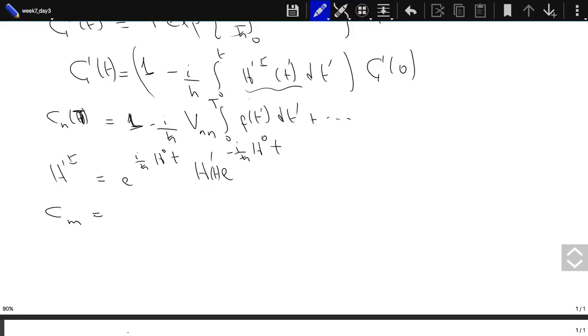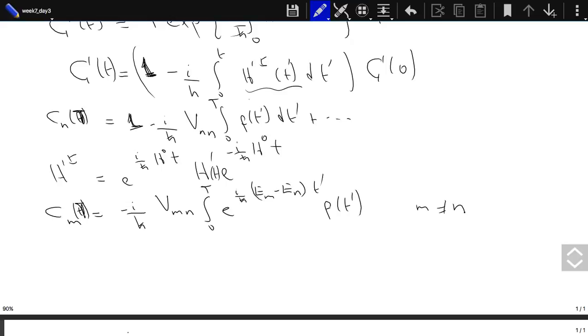This is for Cn. Now for the other terms, Cm at t, well, at t equal to 0, Cm was 0. So there is no contribution from this 1. And the other contribution is minus i over h bar Vmn, 0 to, let's look at the time t, e to the power i over h bar Em minus En of t prime, f of t prime. And now that's it. This is for m different from n.